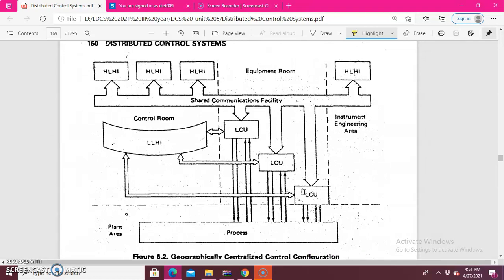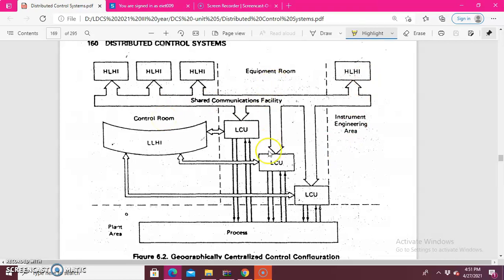So your geographically centralized one consists of the control room, then we have the equipment room, then the engineering area. Your engineering area is fully concentrated on high level human interface. The equipment room consists of the shared communication via local control units, and your control room consists of HLHI along with LLHI. Then your plant area consists of the process. So when you look at both the blocks of the control room and the instrument engineering area, HLHI is there, situated for both your instrument engineer along with the control room.